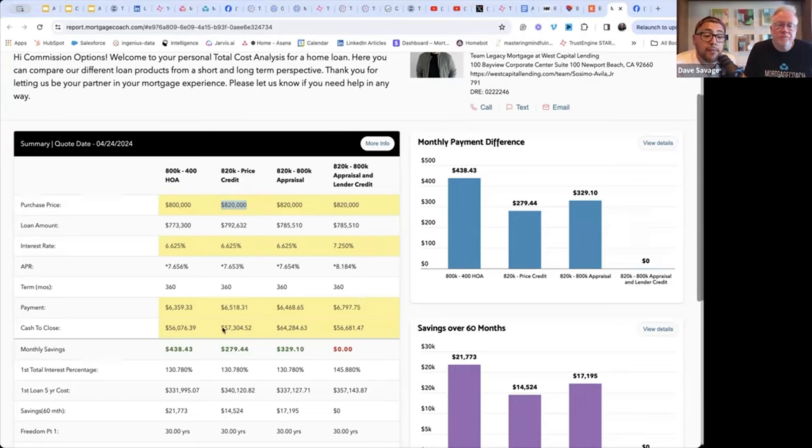The payment difference is now $438, but what would this client rather have? $438 difference a month, or paying an extra $20,000 out of pocket, or not being able to afford the house at all, getting your services, getting them in the home, and continuing to see prices increase and then miss out on the neighborhood they want to buy in, right?